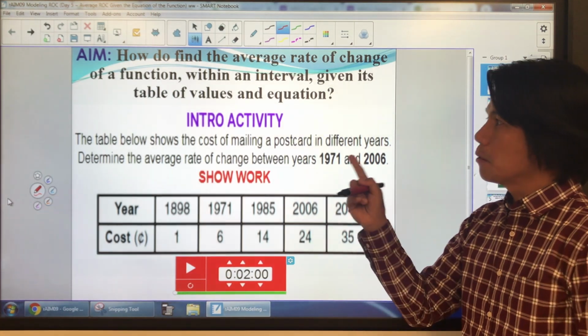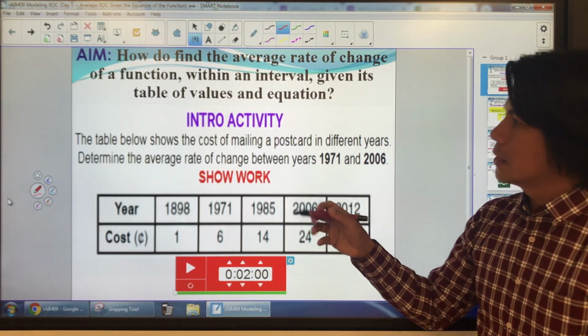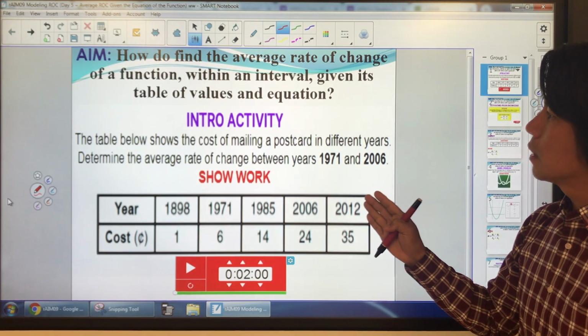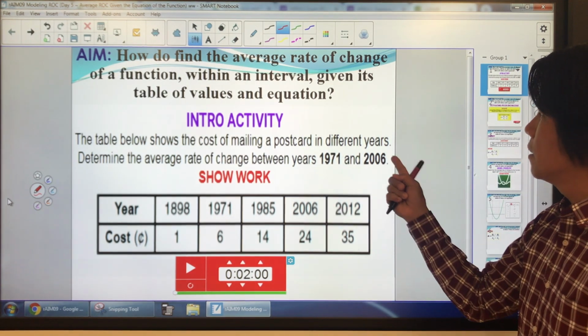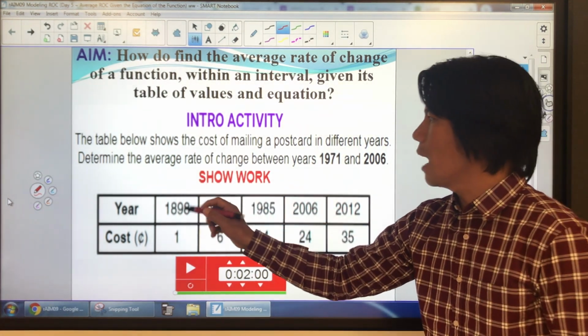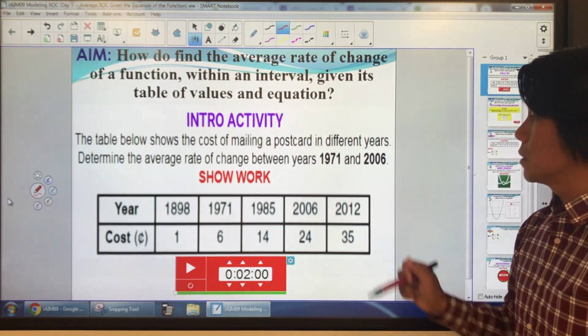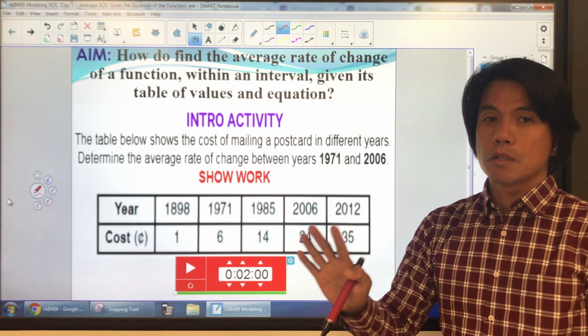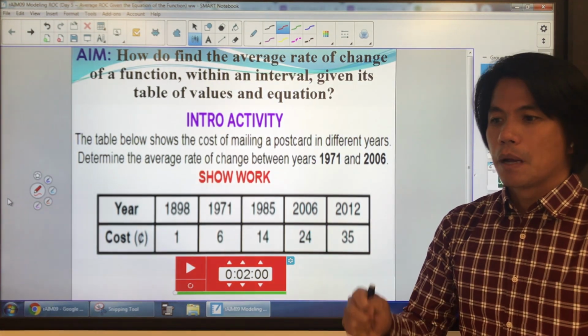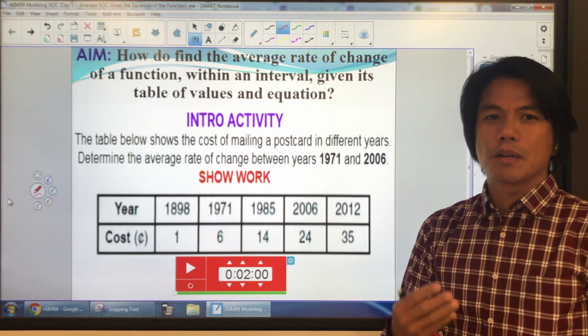So go ahead and complete the intro activity that says the table below shows the cost of mailing a postcard in different years. Determine the average rate of change between the years 1971 and 2006. Make sure you pause your video while you're doing it. Once you're done, come back so that you can check your answer.